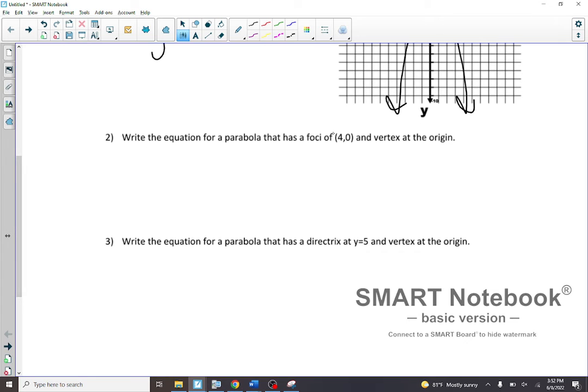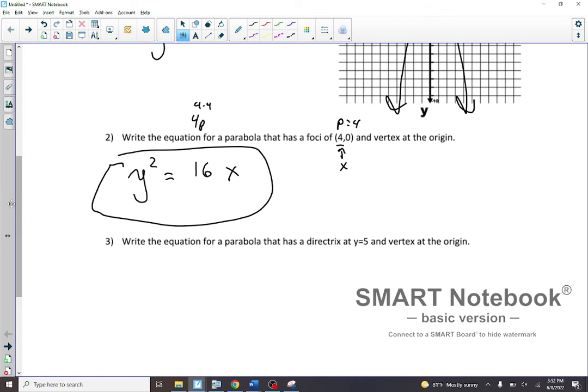Write the equation for a parabola that has the foci of 4, 0 and the vertex of the origin. So if I know the foci is 4, 0, I know the p-value is 4, and I also know it's an x version. So it must be y squared equals 4px. And since I know p is 4, I'm going to do 4 times 4, which is 16. So y squared equals 16x.